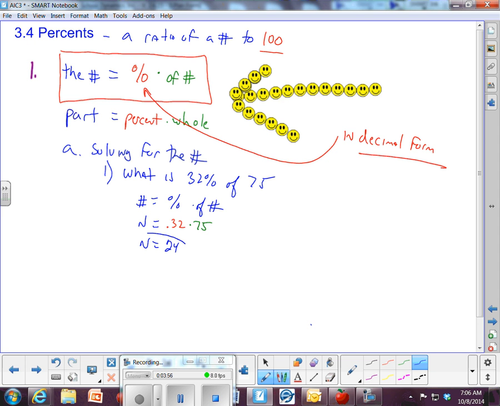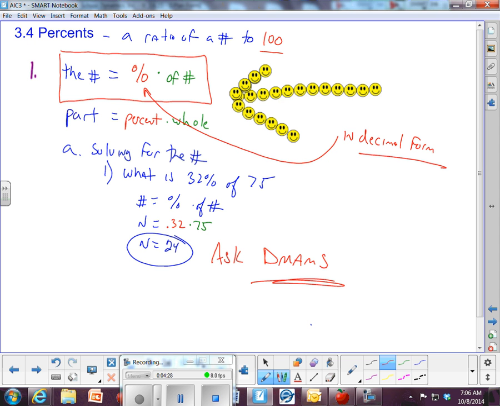So here's what we said: 24 is 32% of 75. Remember, on any problem like this, we want to ask the MAMS. If you remember from last year, the MAMS is: does my answer make sense? And you always got to pause. Does 24 sound like it's 32% of 75?